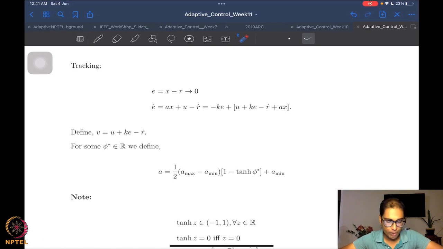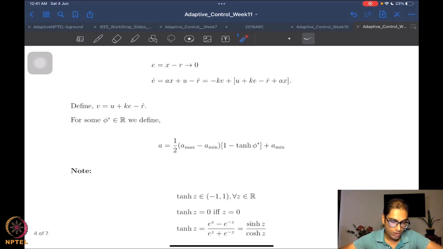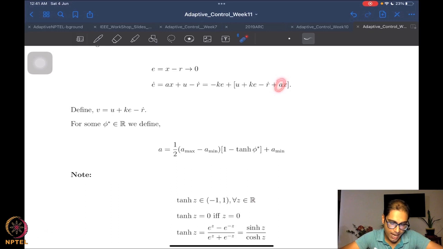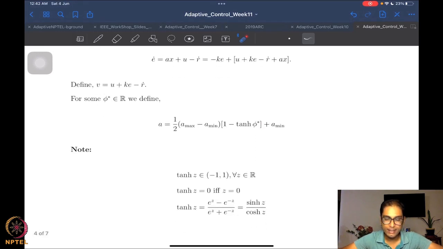Now, how we implement projection is using tan hyperbolic functions. Okay, so how do we do that? The unknown quantity A, we claim, can always be written as this sort of an expression. That is, A equals A min plus 1/2 (A max minus A min) times (1 minus tan hyperbolic phi star). Now, what we are going to do is move from looking at A as the parameter to looking at phi star as the parameter. If you see this expression, on the right hand side the only unknown is phi star, and the left hand side is, of course, the unknown A. So we've moved the unknown A to an unknown phi star, which is inside a tan hyperbolic function.